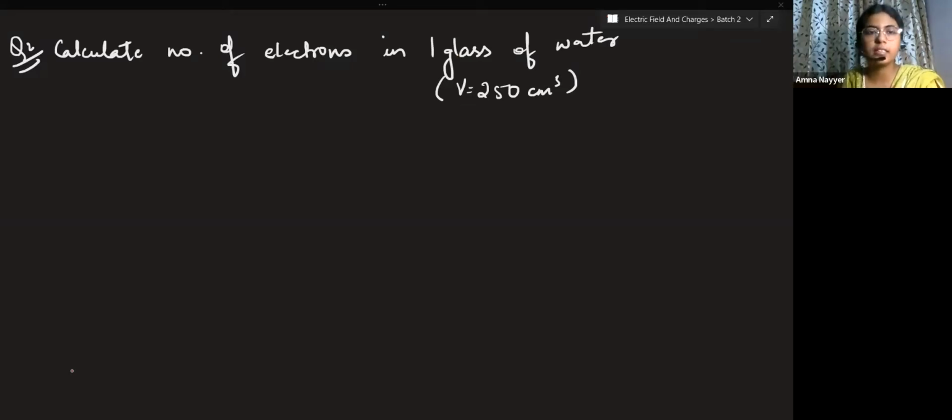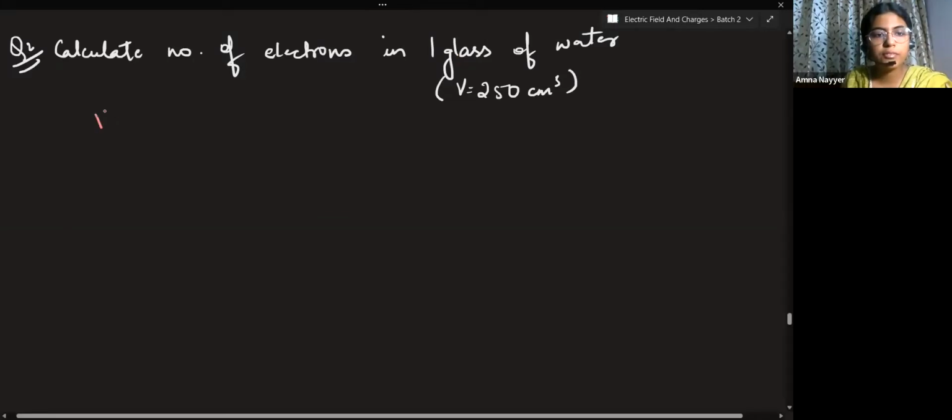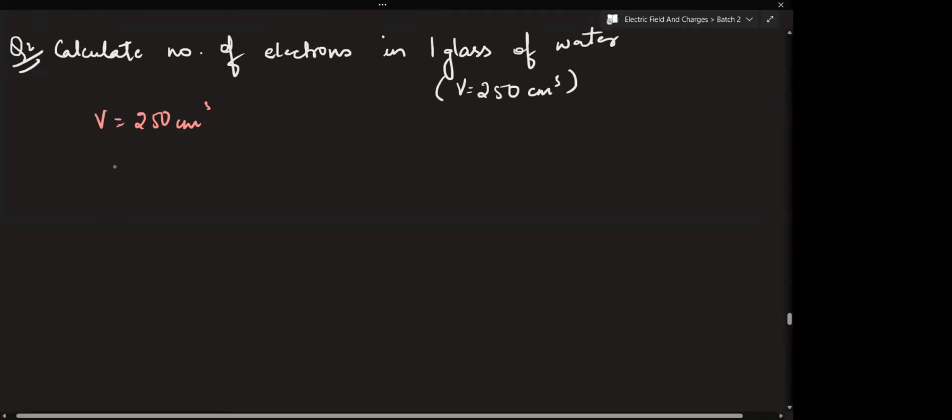Let's discuss it then. This is a long question. See, volume is 250 centimeter cube. This is the volume given to you. So if volume is 250 centimeter cube, yes, Akifa, you tell me, what is the density of water? We have done it together only. 1000 kilograms per meter cube.